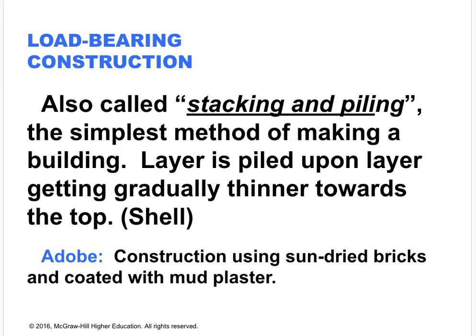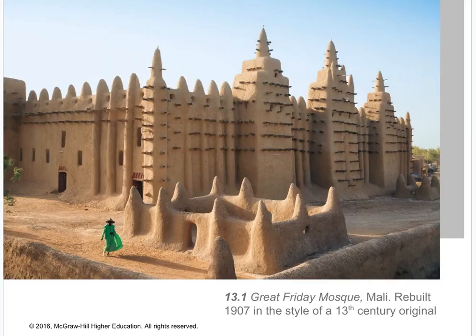An adobe house or building is a construction using sun-dried bricks and coated with mud plaster. So that would be an example of this type of construction. We often think of adobe as very small, kind of hut-like buildings in maybe more simple communities or Native American structure, and that's true, but there are some pretty complex ones in the world. This is one example of that.